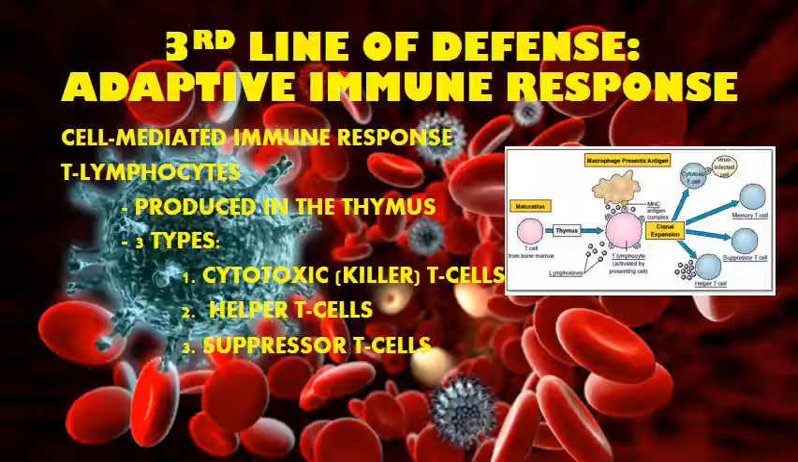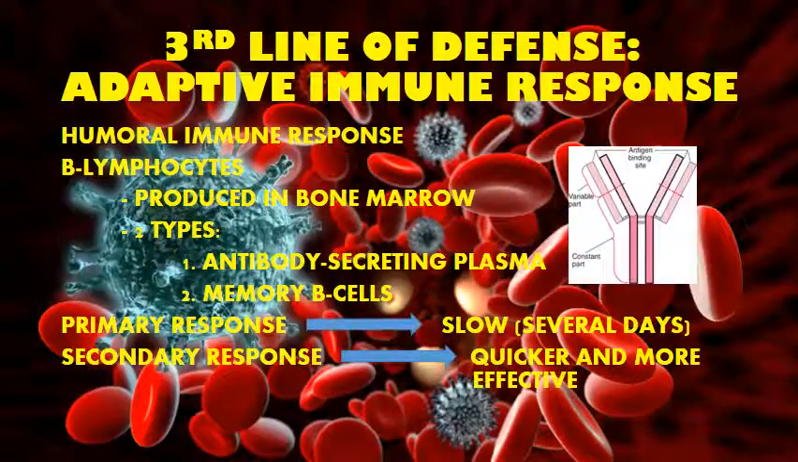The last type of T cell is suppressor T cells, which produce substances that help end the immune response, or sometimes prevent certain harmful responses from occurring. The second part of the adaptive immune response is the humoral immune response. The humoral immune response uses B lymphocytes or B cells. B cells are formed in the bone marrow. They have particular sites on their surface where antigens can attach. B cells can learn to recognize an almost limitless number of different antigens, same as T cells.